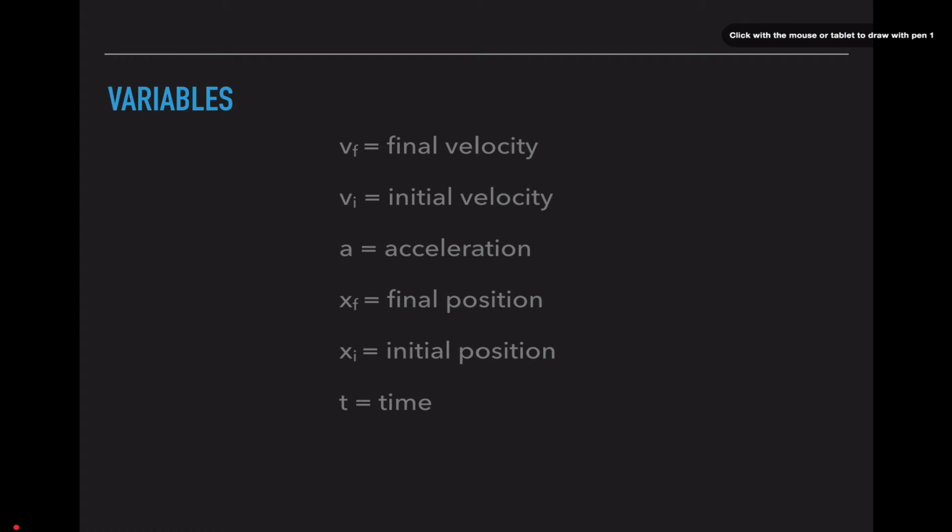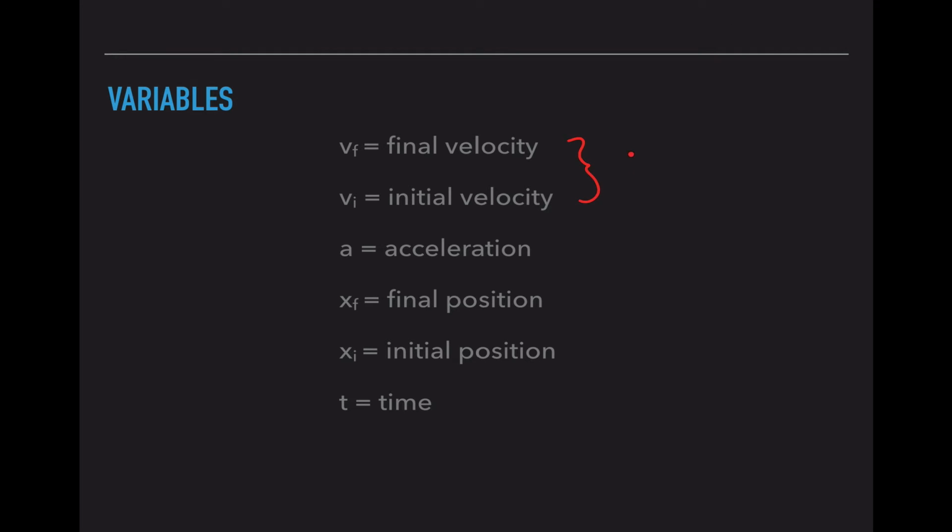So here are the variables that you need to know. Final velocity, which is VF, we've already seen that one. Initial velocity, which is VI. Acceleration, final position, which is XF, and initial position, which is xi, and then time. These are all variables that we've used in the past. We're just going to rearrange them in different forms of the same equation.